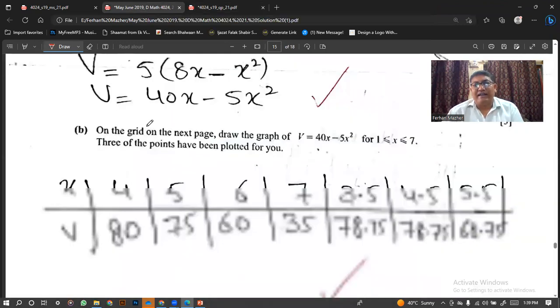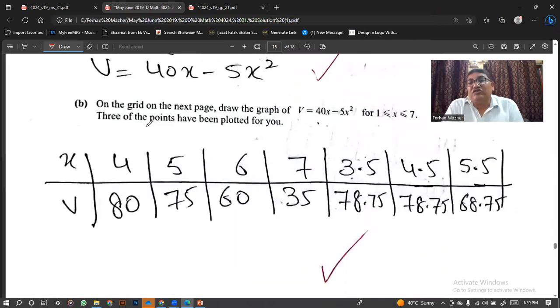So what I will do, I will make a table here. The equation is V equals 40x minus 5x squared, and the x value is going from 1 to 7. So I will substitute the x values. I will put 4, 5, 6, 7, and I put 3.5, 4.5, 5.5. When I put 4 in that equation, the V value is 80. When I put 5, the V value is 75. When I put 6, I get 60. When I put 7, I get 35. When I put 3.5, I get 78.75. When I put 4.5, I get 78.75. And when I put 5.5, I get 68.75.